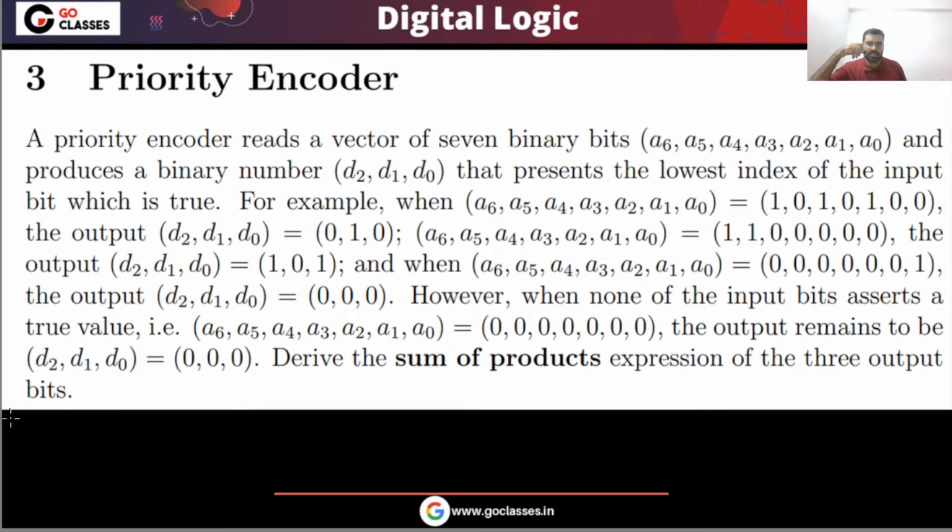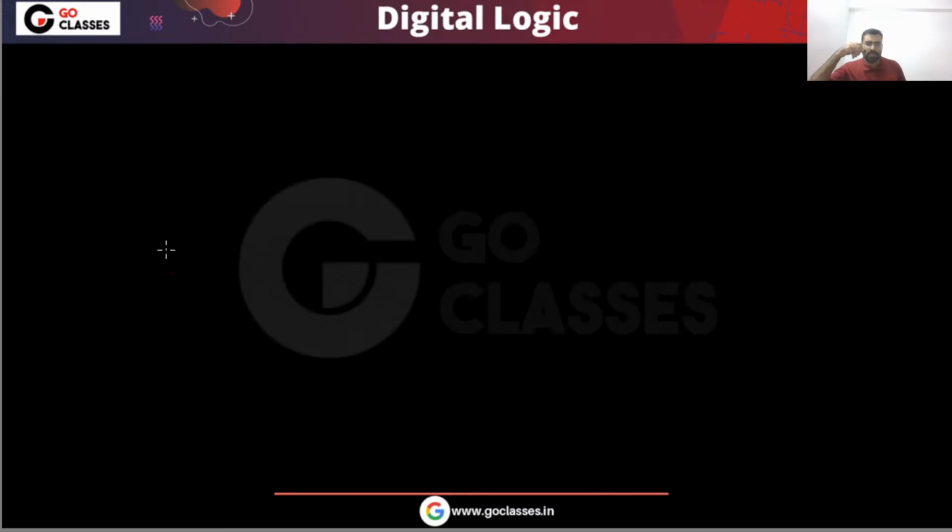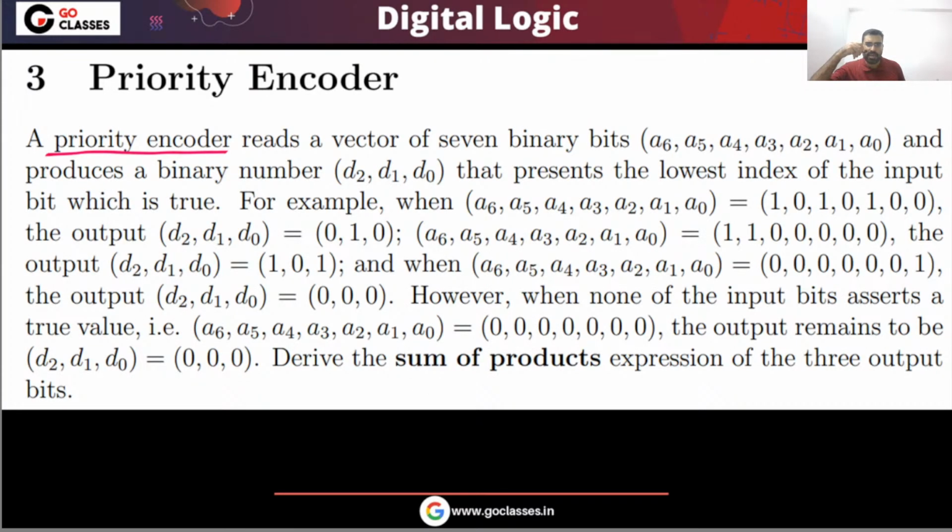Let me see what this question is saying. It says that a priority encoder reads a vector of 7 binary bits and produces a binary number. So let me take a smaller question, with 5 binary bits. I am changing the question a little bit. You can take this question as homework, but I am solving a similar, smaller one.